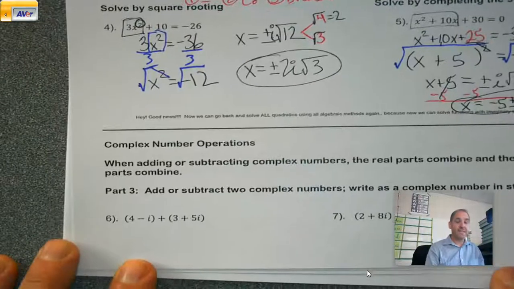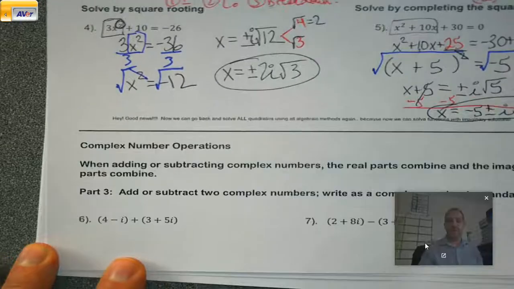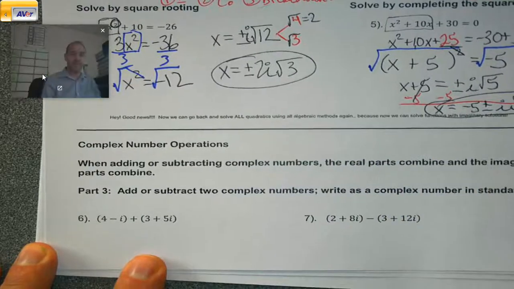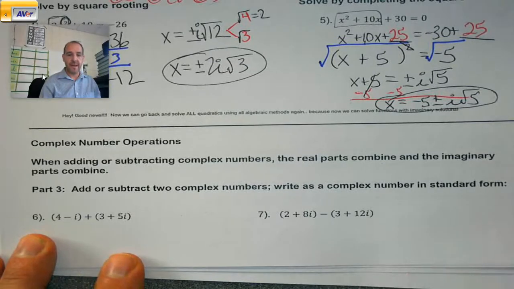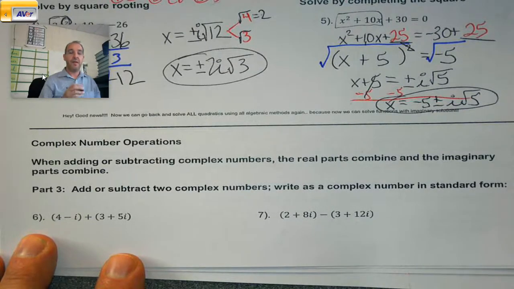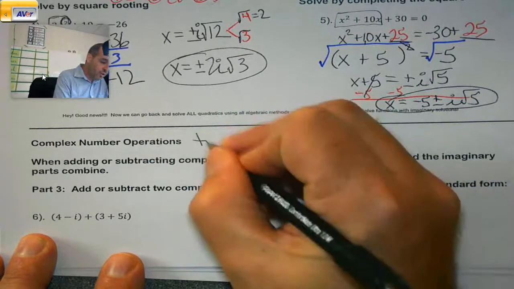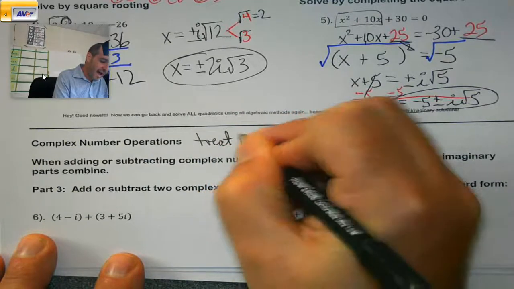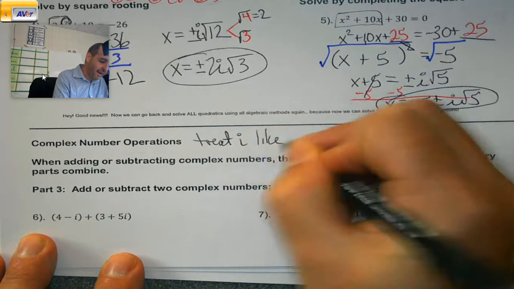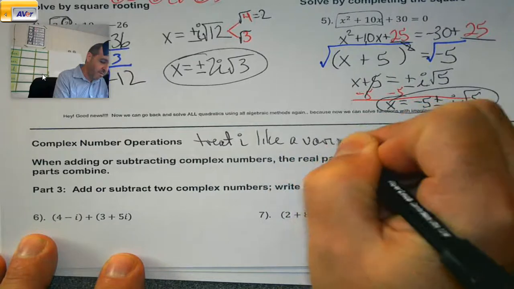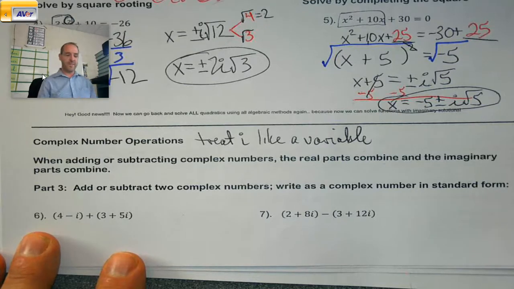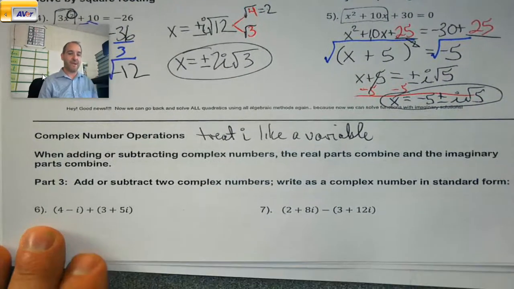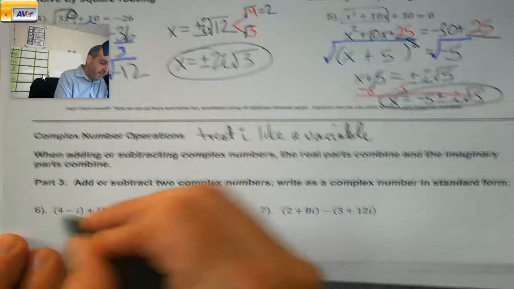Now, complex number operations, do not worry about these. These are going to be the easiest thing we do in this section. When we add or subtract complex numbers, the real parts combine and the imaginary parts combine. We're going to treat i like a variable. That's the easiest way to think about this. If those were x's instead of i's, you'd be like, oh, this is like first week of Algebra 2. This is great. That's all we're going to do.